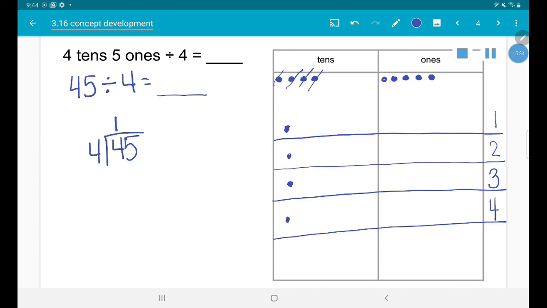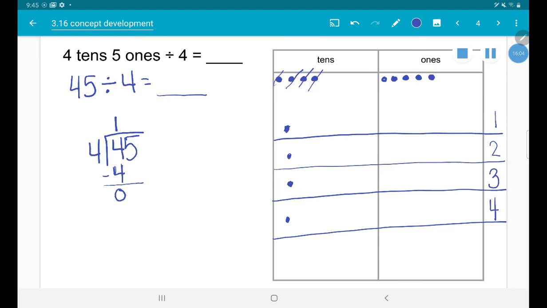Okay. Now we're going to show how many we used. I put 1 into 4 groups. So 1 times 4 is 4. So I'm going to write my 4 right underneath the tens place. And then I'm going to subtract: 4 minus 4 is 0. So that tells me I had 0 tens left over.